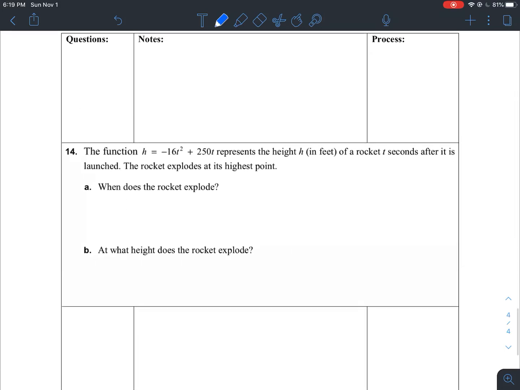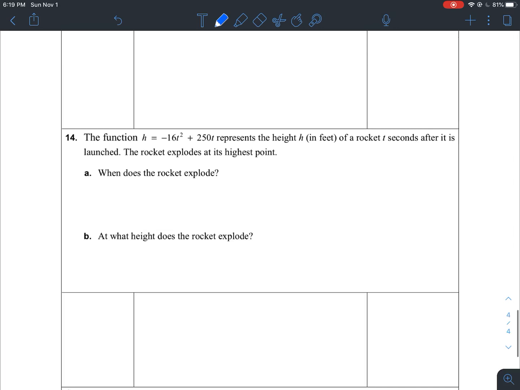Alright, so for this right here, this is just a story problem. It says the function h is equal to negative 16 t squared plus 250 t, and it represents the height in feet of a rocket t seconds after it is launched. The rocket explodes at the highest point. So basically what it's saying is that you have a function, and here's the graph for the function, and it's modeled by this right here. So this represents the height, and this represents seconds.